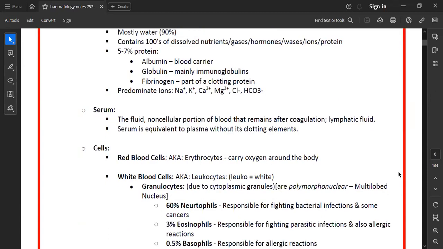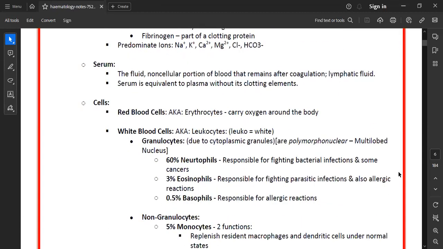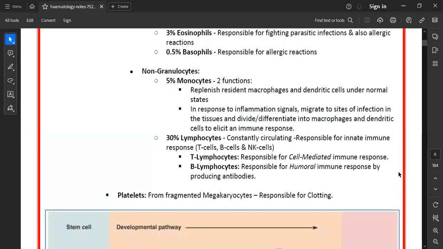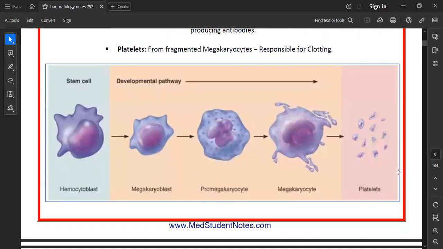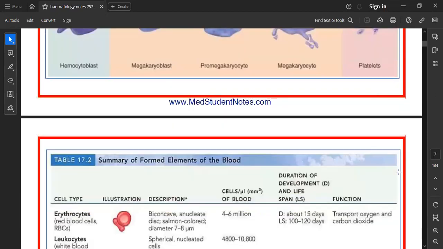So we know the types of cells that are present in blood. I don't think I'll go through that because we'll still cover it either way during hemopoiesis.